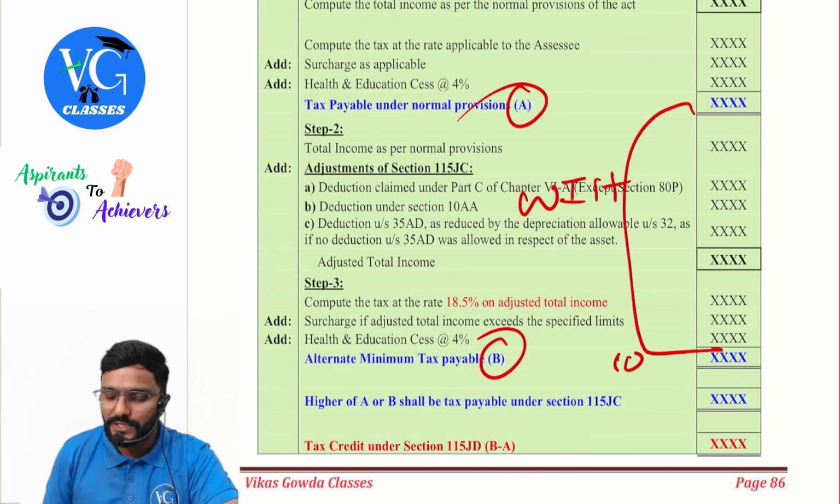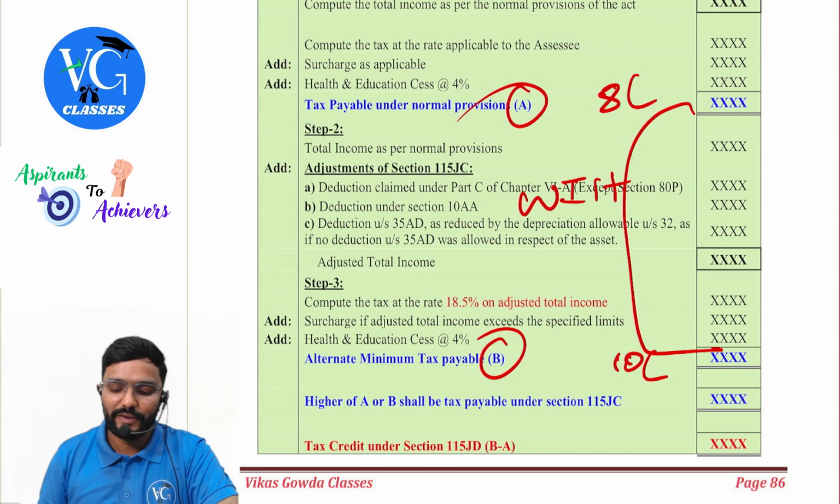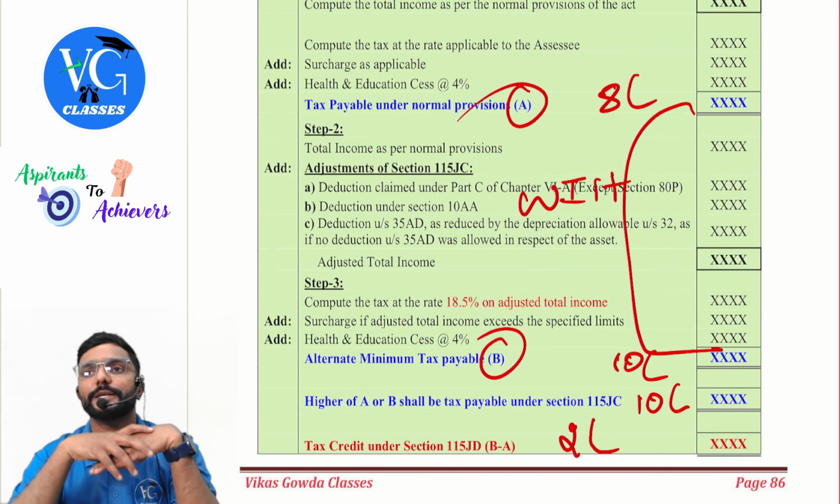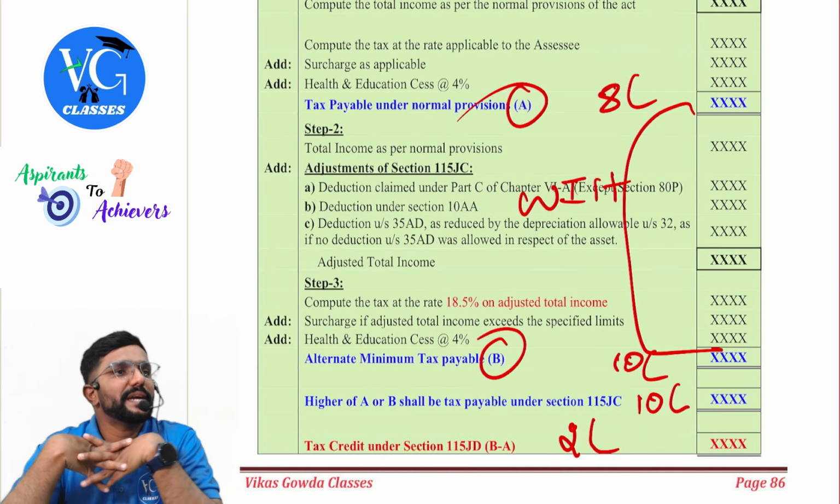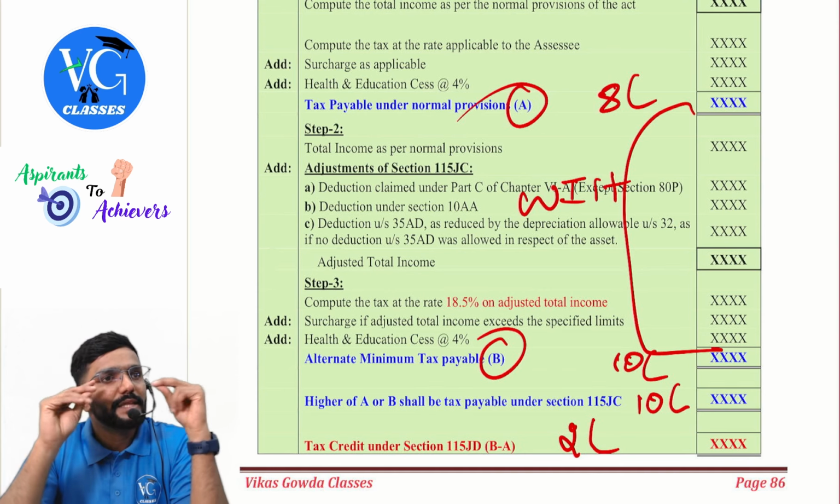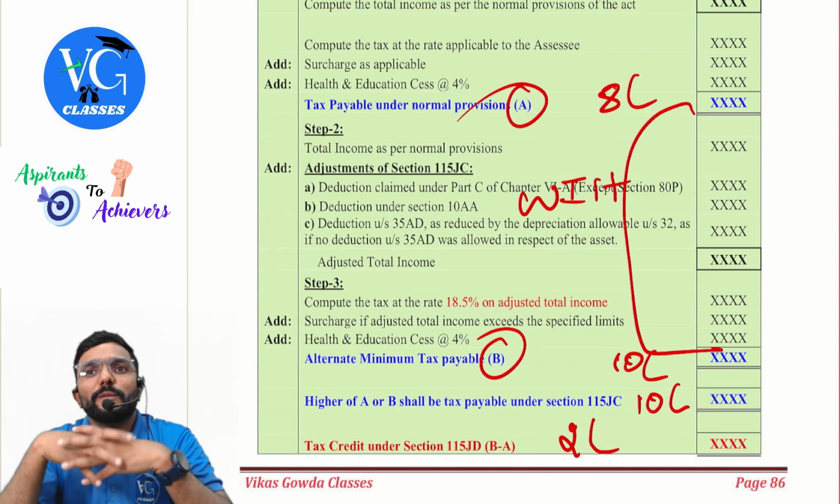For example, assume this is 10 lakh, this is 8 lakh. I will pay how much? 10 lakh. Will I get a credit? Yes. How much? 2 lakh. I will pay 10 lakh and get a credit of 2 lakh. We call this AMT credit, which is covered under section 115JD. Credit when will I get? Only when AMT is more than tax as per normal provision.